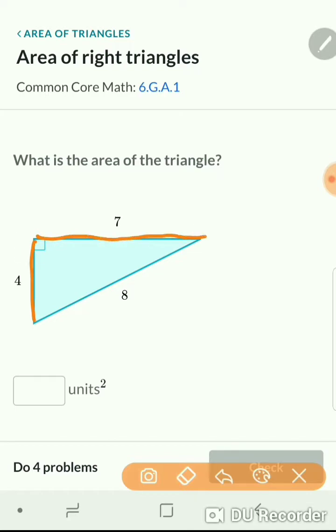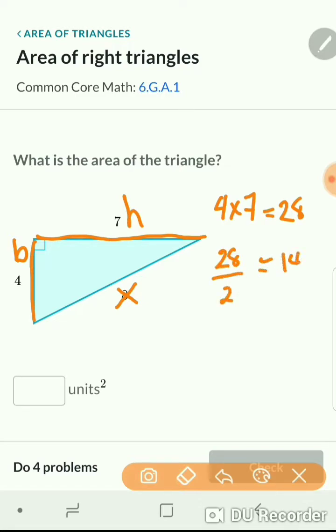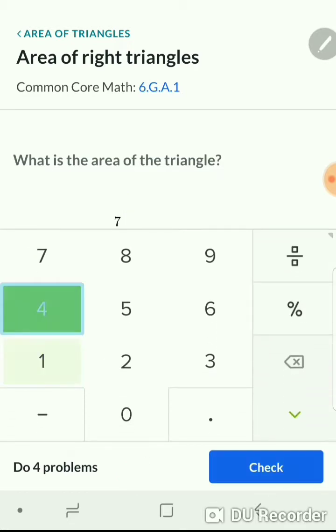So in this case, I'm going to call 4 the base and 7 the height. That means that this 8 is a distraction. So now that we have a base and a height, it's really simple. All you do is multiply the base by the height and take half. So 4 times 7 is 28. Half of 28 will be 28 divided by 2, and that's 14. So my answer is 14 units squared.